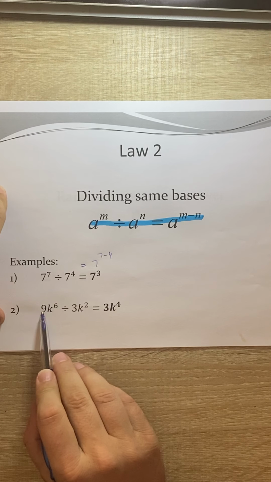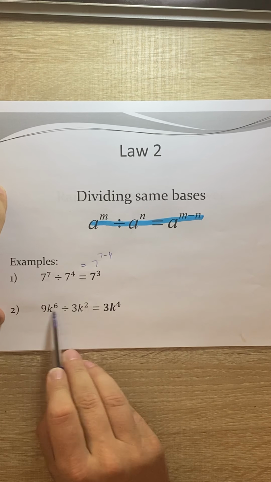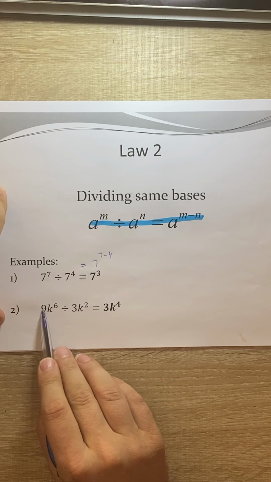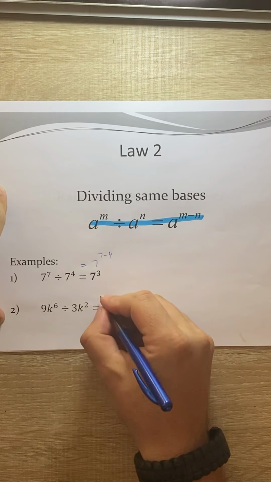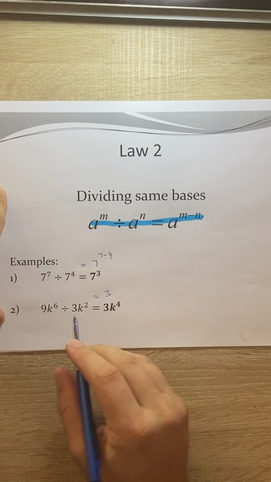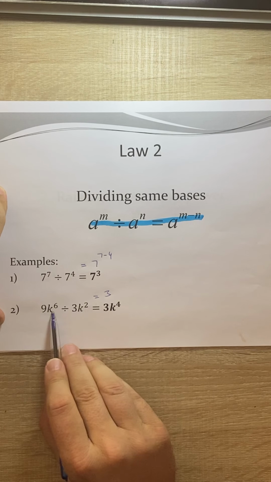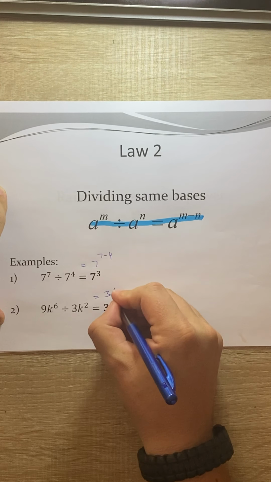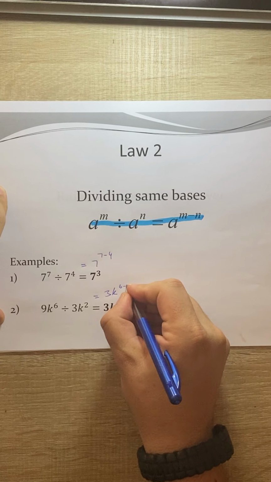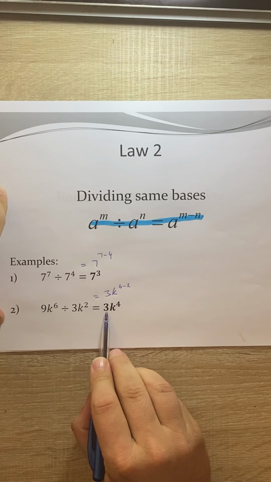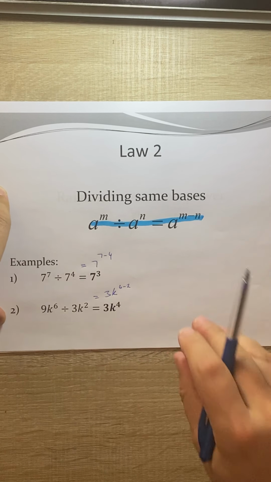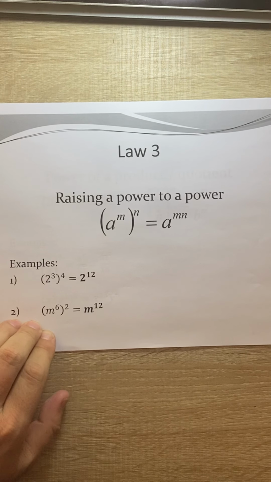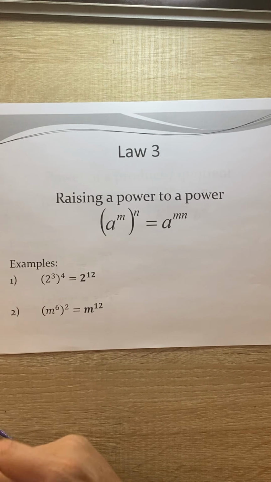For this one over here, we can divide the coefficients. Okay, so 9 divided by 3 is 3. Then the bases are the same, and we're dividing, so we subtract these exponents. So this will be 3k to the 6 minus 2, which will leave us 3k to the power 4 there. Okay.